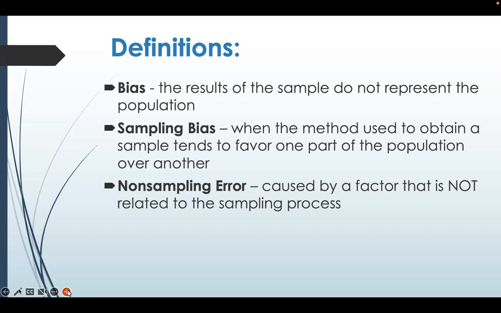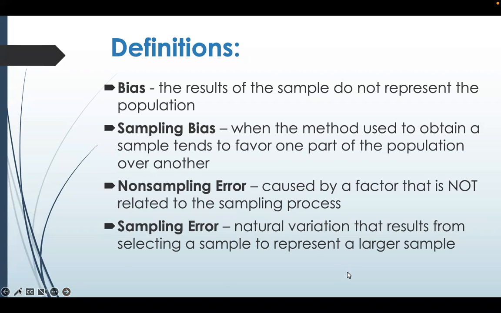It just really depends on what it is and what your process is, what your actual survey or sample is. And then we have sampling error. This is the natural variation that results from selecting a sample to represent a larger population.